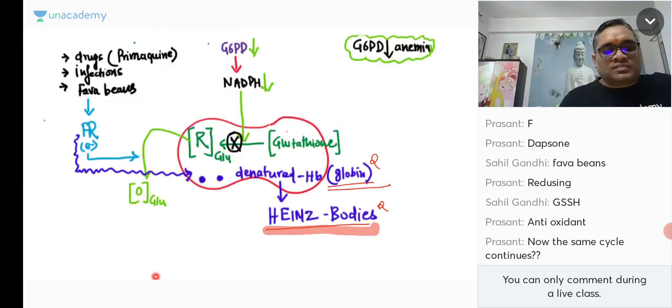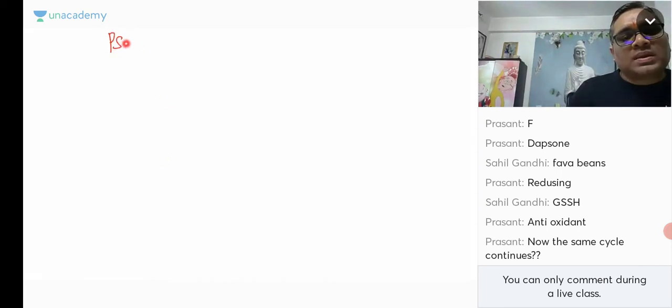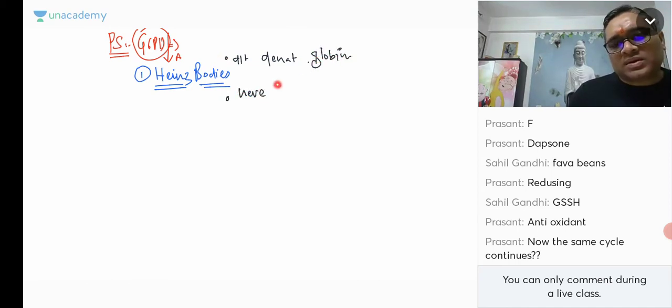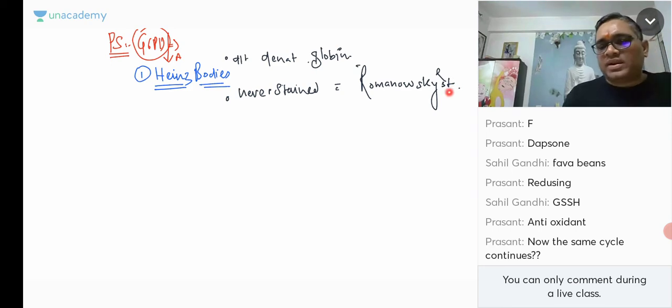Here I want to tell you about the peripheral smear of G6PD deficiency anemia, right? Number one, Heinz bodies. As I have told you, Heinz bodies are due to denatured globin. Second important point: they are never stained with Romanowsky stain, right? That was a question in the JIPMER exam and another exam. Never stained with the Romanowsky stain.